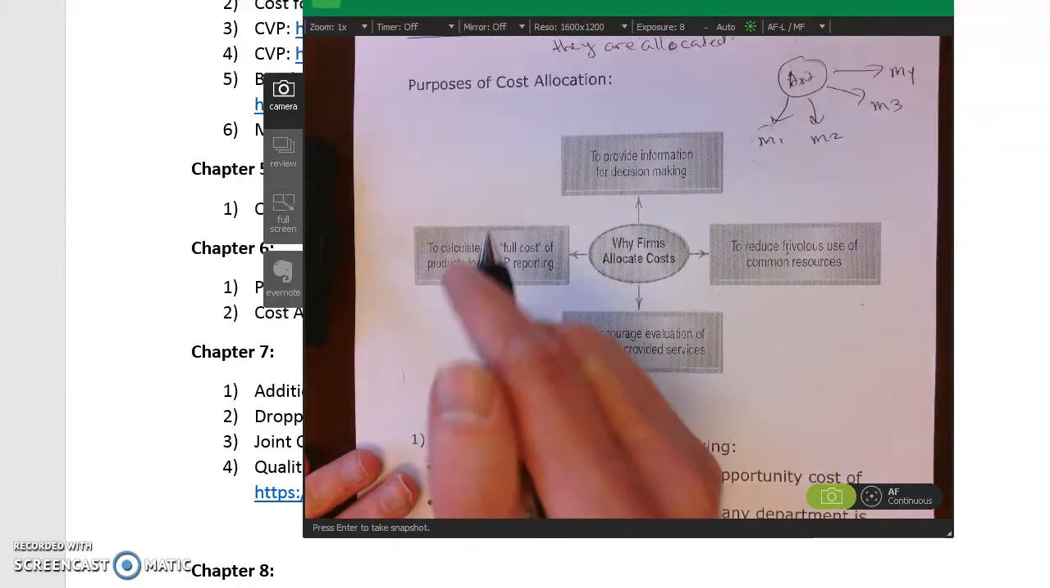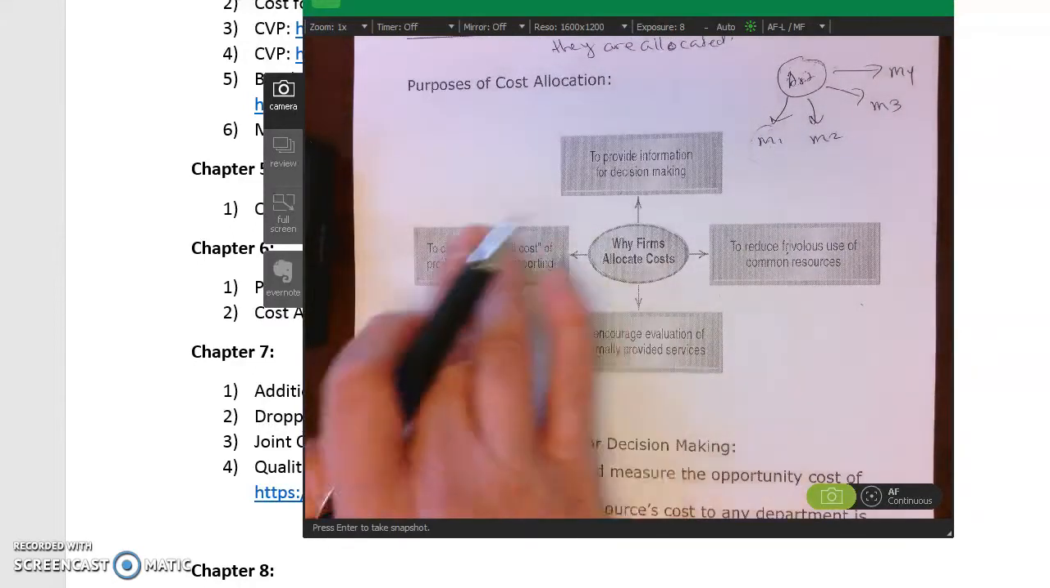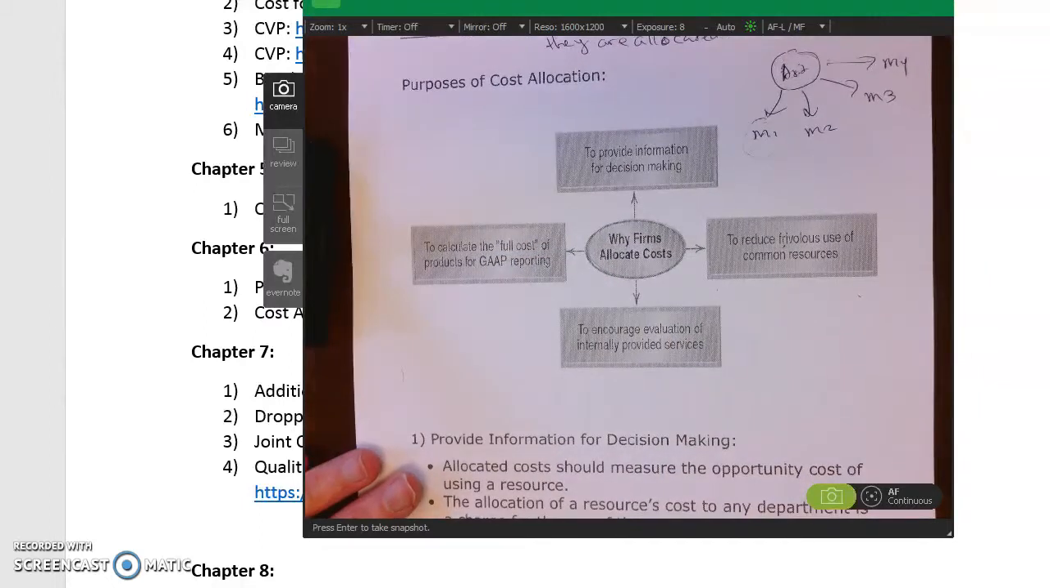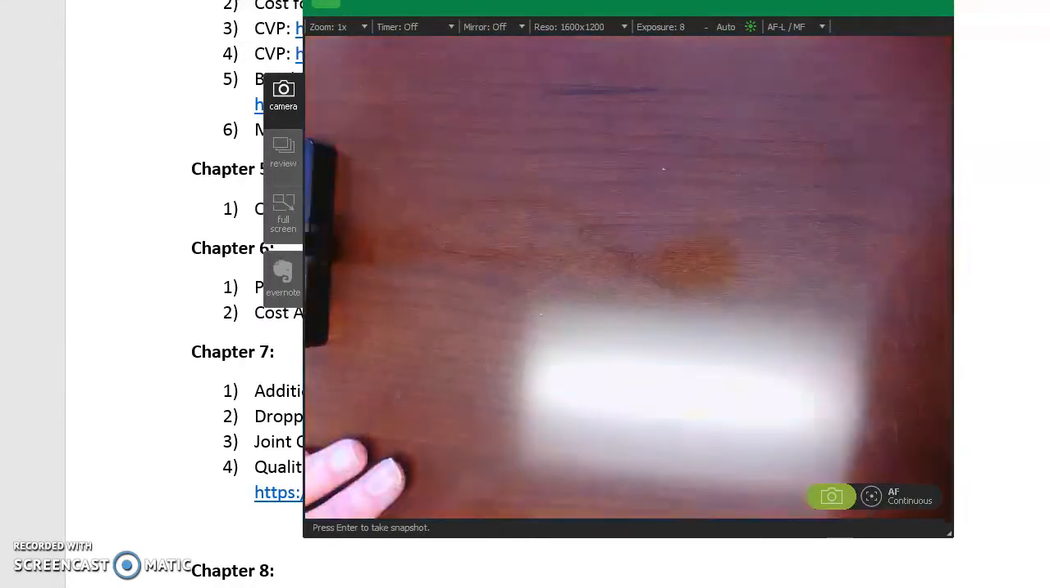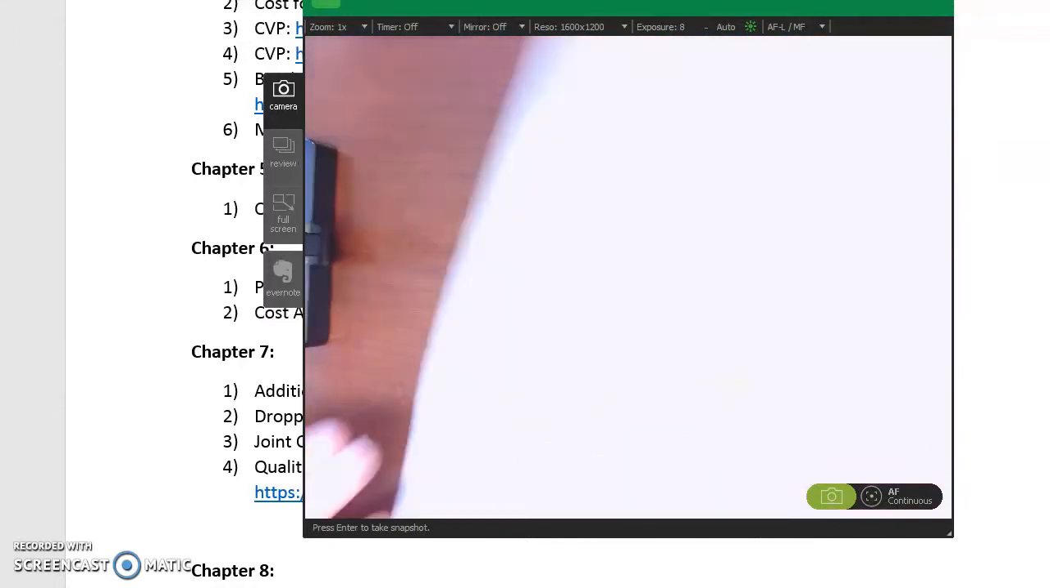The other one is that this would be more in terms of a manufacturing company, but to calculate the full cost of products for GAAP. Okay? We say that down here.